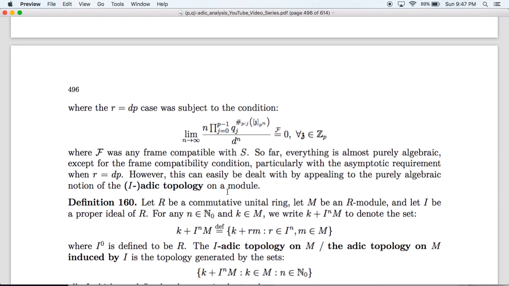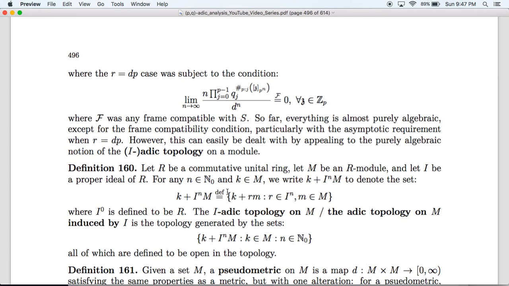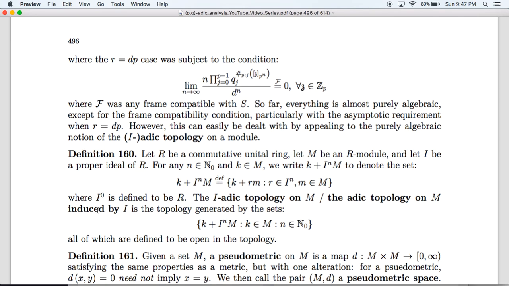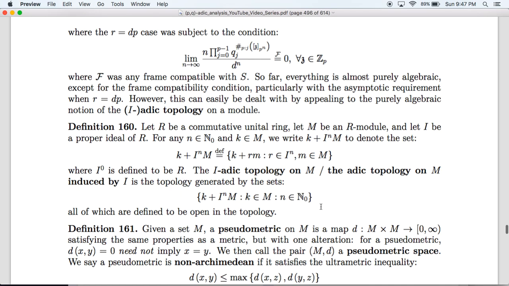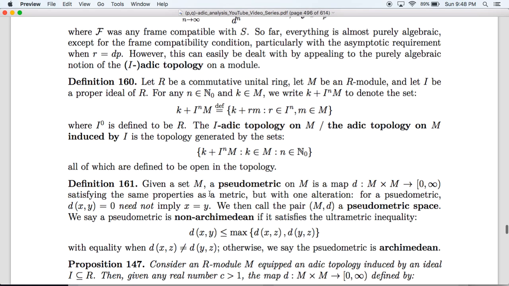So, definition 160. Let R be a commutative unitary ring, let M be an R-module, and let I be a proper ideal of R. For any non-negative integer n and any element k of M, we write k + I^n M to denote this set, where it's k plus rm, where r is in I^n and m is in M. We then define I^0 to be R. The I-adic topology on M, also known as the adic topology on M induced by I, is then the topology generated by this family of sets, all of which are defined to be open in this topology.